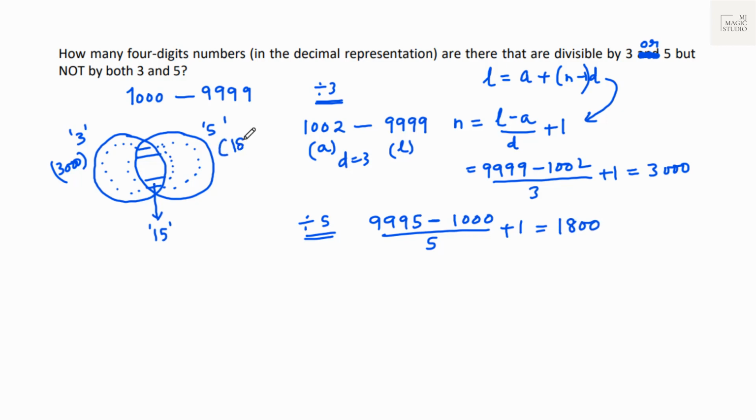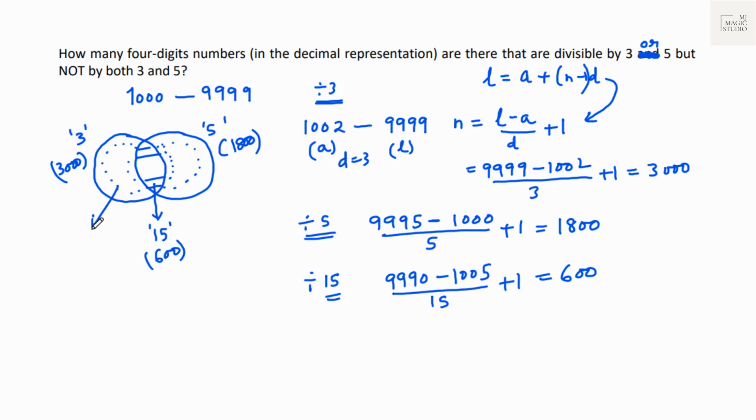So this is 1800. Now we are looking out for how many are divisible by 15. The first number which will be divisible by 15 would be 1005 and the last number would be 9990. So 9990 minus 1005 divided by 15, add 1. It will be 599 plus 1, that is 600. So this portion is 600. So how much is this portion? 3000 minus 600, that is 2400. And this is 1800 minus 600, that is 1200.